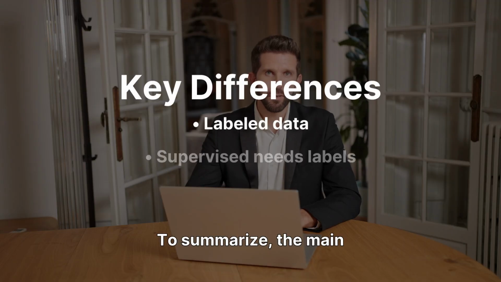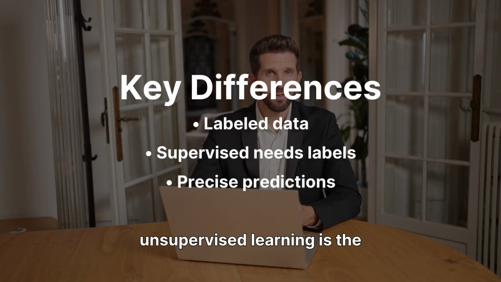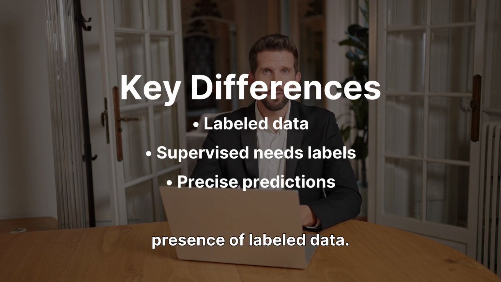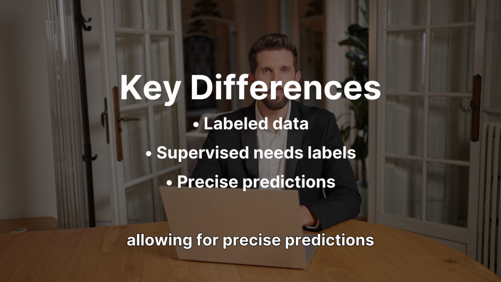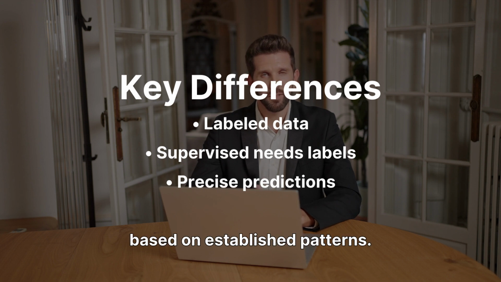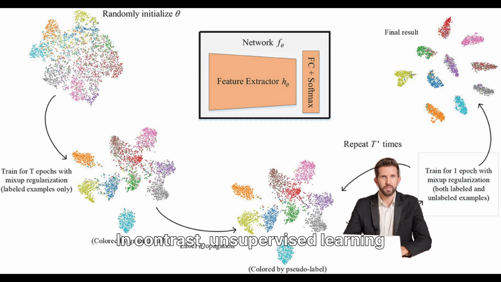To summarize, the main difference between supervised and unsupervised learning is the presence of labeled data. Supervised learning requires it, allowing for precise predictions based on established patterns. In contrast, unsupervised learning thrives on unlabeled data, seeking to identify underlying structures without prior knowledge.